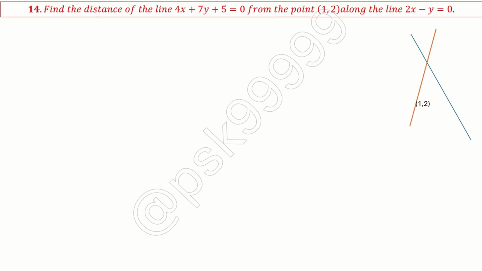Find the distance of the line 4x + 7y + 5 = 0 from the point along the line 2x - y = 0. Okay. So which means the point (1, 2) lies on 2x - y = 0. And what is the distance of this point to this line? Okay. So that point is here. So I am looking at this distance. This is the distance I am looking at.